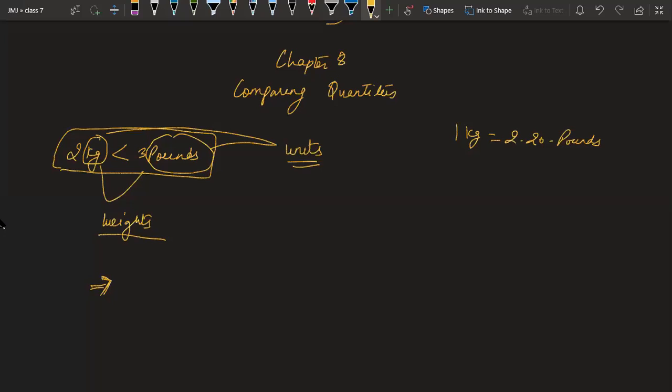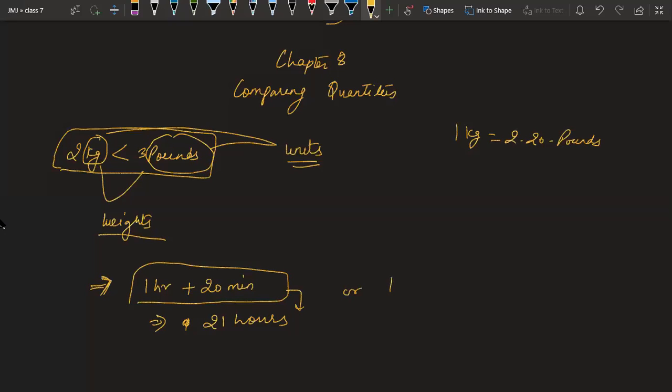Now see, what do we have? Suppose we have time. If I have time, suppose 1 hour plus 20 minutes. Can I say 1 hour plus 20 minutes is 21 hours? Or can I say 1 hour plus 20 minutes is 21 minutes? Can we say this thing? We cannot say like this because we cannot even add these two.